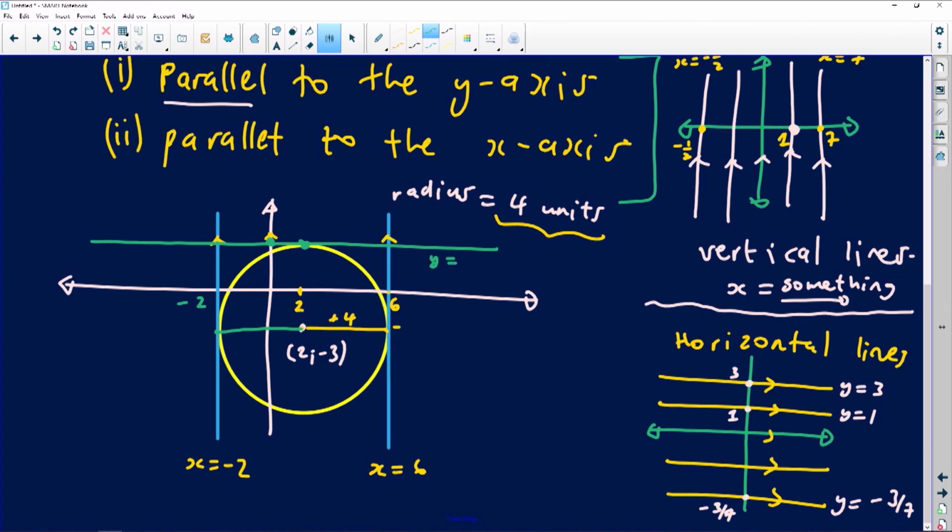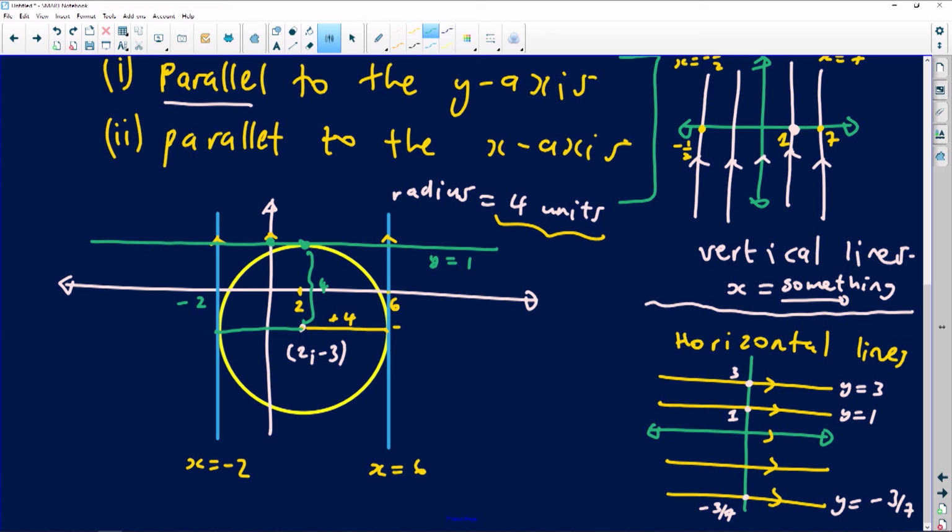So I'm going up 4 units. When I go up 4 units from -3, I'm going to end up at 1. So the equation is not y equals 4, but y is equal to 1.